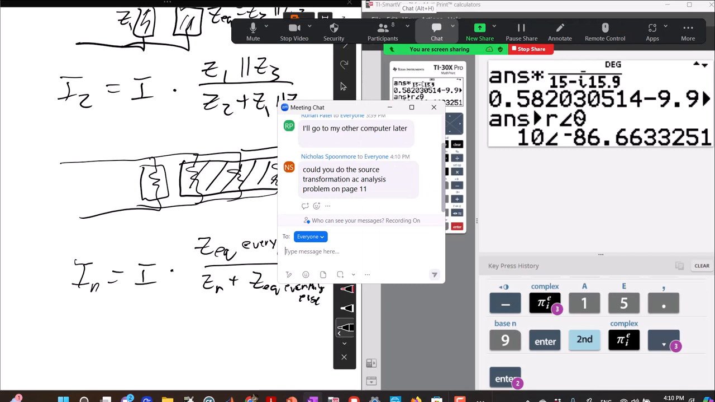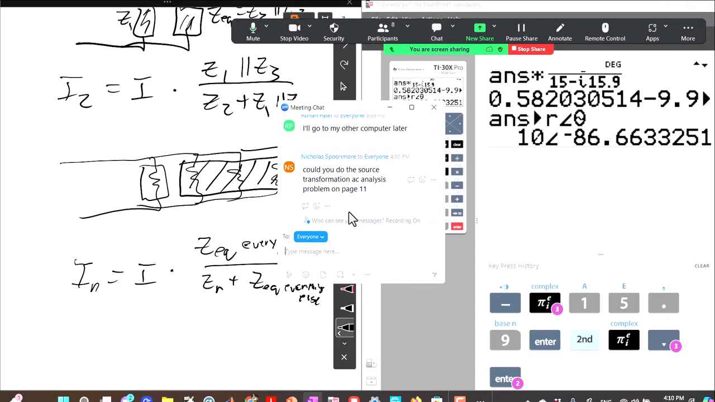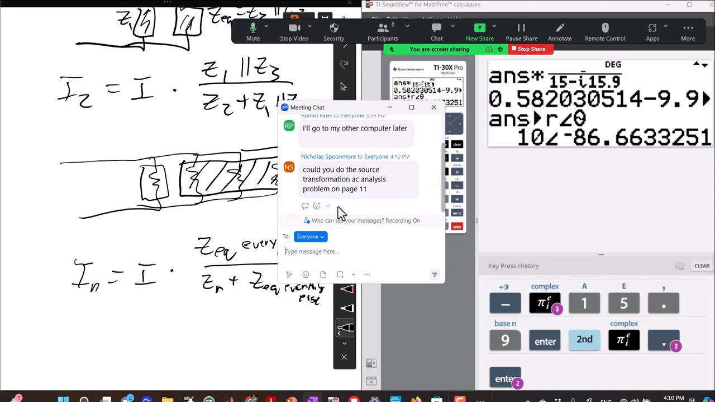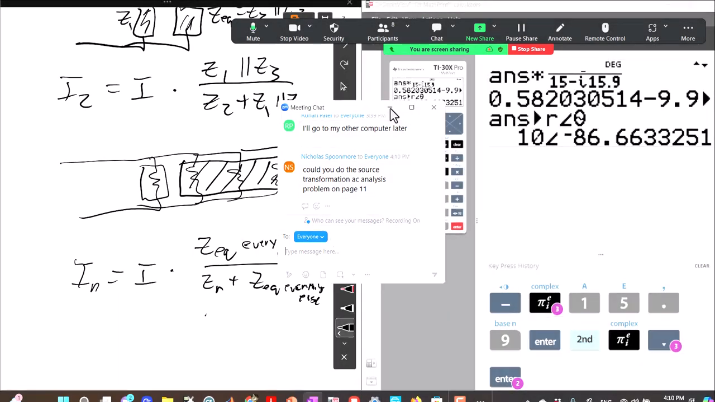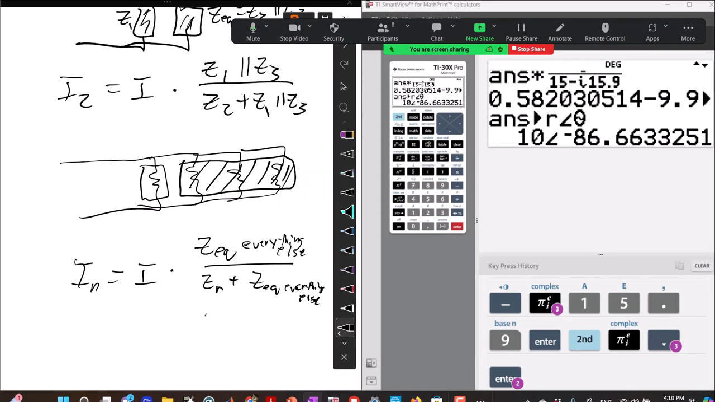Could I do the source transformation AC analysis problem on page 11? I can try, and that will probably take up the rest of the time that I have. So let me stop.